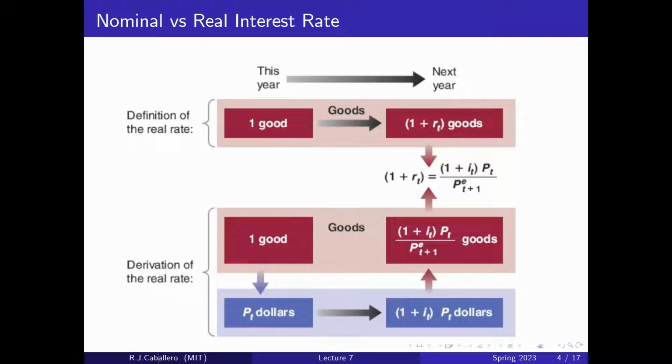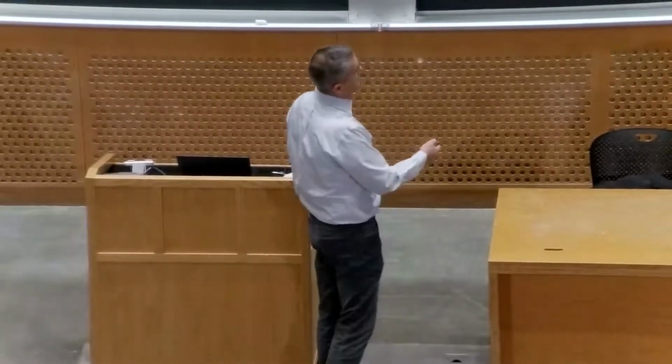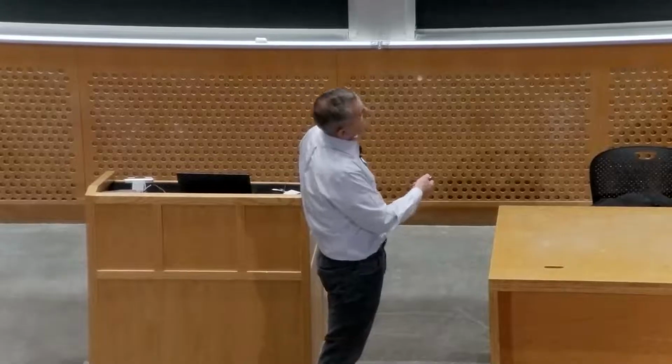So if I buy 1 unit of goods today, that means I'm really buying P_t dollars in that bond. P_t is the deflator we have. P_t dollars invested in a nominal bond will give me 1 plus i_t, the nominal interest rate, times those P_t dollars. So say the price index here is 2, and the nominal interest rate is 10%, then next period I get 2 times 1.1. That's the number of dollars I get.